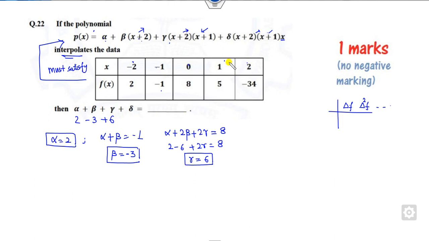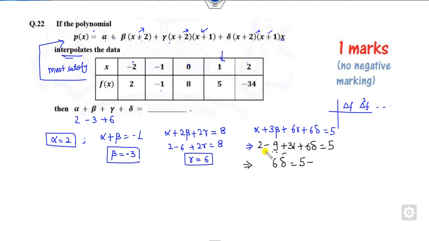Now you have two unknowns and two values, so you can use any one of them. I can use this value because 34 is a very large number. So when x is 1, what will happen? It is alpha plus 3 times beta plus 6 times gamma plus 6 times delta, which is nothing but 5. You can substitute the values: alpha is 2, so 2 minus 9 plus 36 plus 6 delta is nothing but 5. So 6 delta is nothing but 5 minus 29.